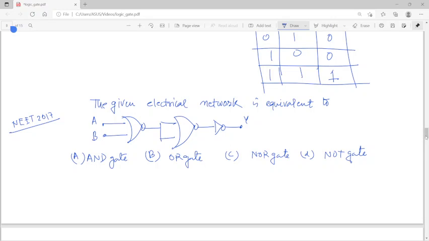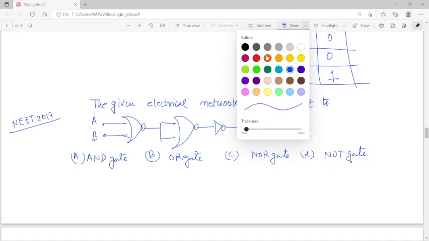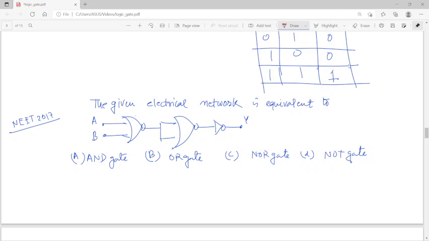In that case, from the diagram you will see that this will be the NOR gate, right? First you have to identify the gate. This is a NOR gate, this is also a NOR gate, and this is a NOT gate. So what is the output of the NOR gate? This is A plus B whole bar. Now you are again putting the NOR gate, that means this bar will vanish and it becomes A plus B, and then you are putting the NOR gate, that means A plus B bar. That means simply you can say this is the NOR gate.